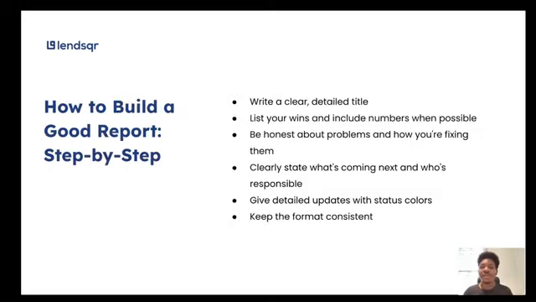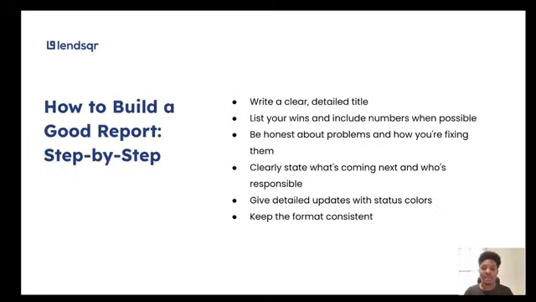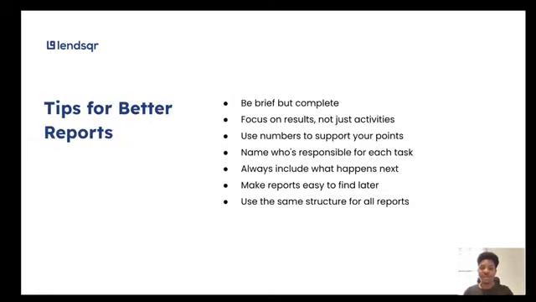So, how to build a good report step by step. This is essentially a summary of everything we've talked about so far. Write a clear title, list your wins, your highlights, be honest about problems and how you're fixing them, your lowlights, clearly say what's coming next, info activities, next steps, give details, updates, status indicators, progress updates with the right color codes. And keep the format consistent.